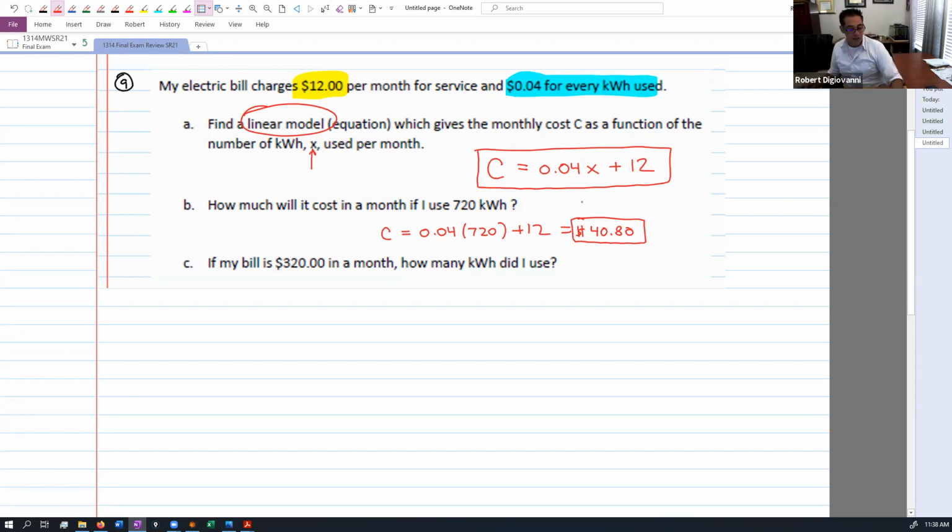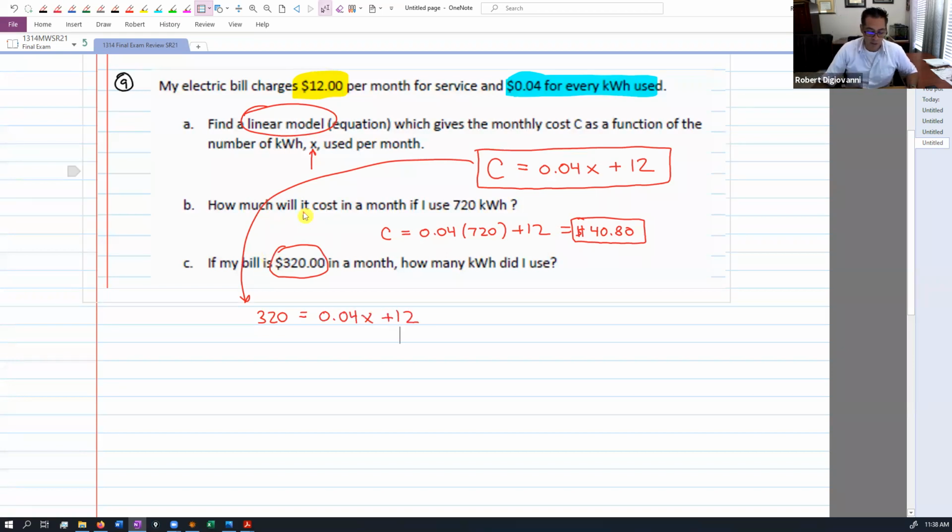Now, it says if my bill is $320 in a month, how many kilowatts did I use? This time we use this formula, but we replace the cost with 320, and we set it equal to 0.04x plus 12 and solve for X. So there's a big difference between part B and C. Here we're replacing X with the 720. Here we're replacing the C with the 720. I mean, sorry, with the 320.